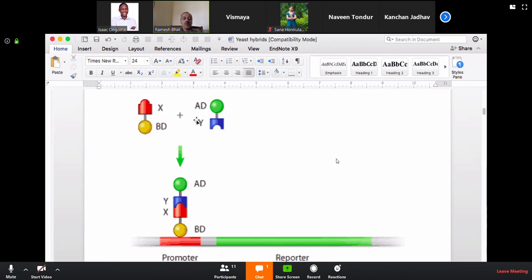Imagine now I have two proteins. It may not be X and Y, but it could be, say, A protein having BD and B protein having AD. If the Gus reporter is positive, meaning if there is Gus expression, then my question to you is whether A and B are interacting or not. Interacting. Gus expression will be there only when the AD and BD are brought together, and when AD and BD are brought together, there is interaction between A and B.